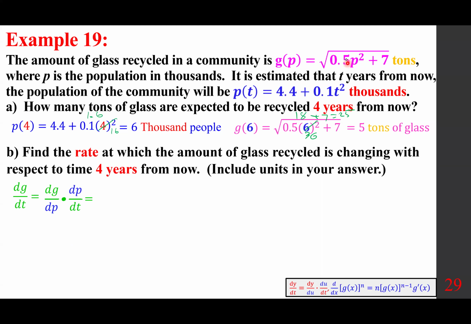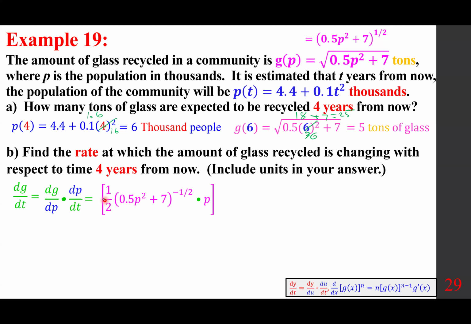To find dg/dp, we are going to rewrite this as 0.5 p squared plus 7 to the power of 1/2, and we're going to use the extended power rule on that. So it's 1/2 times the same thing to the power of negative 1/2 times the derivative of the inside. So one more time, 1/2. The parenthesis to the power of 1/2 minus 1 or negative 1. The derivative of the inside is 0.5 times 2p, which makes it p.